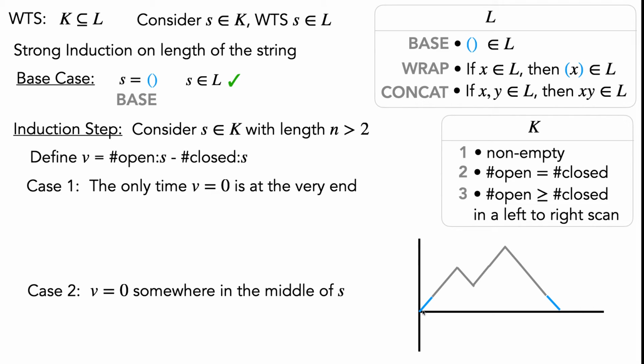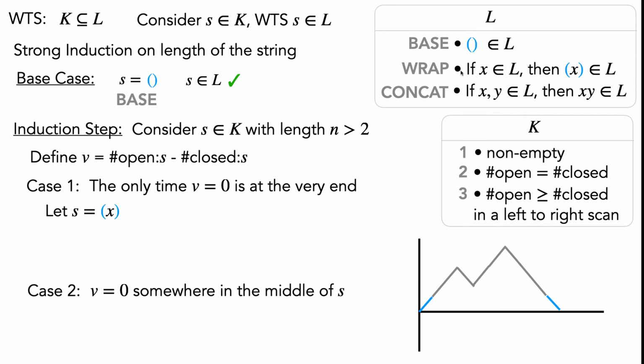We always start off at 0, and then the only other time V hits 0 again is at the very end of the string. Visually, you can see what this means, because we always start off with an open paren and end with a closed paren, and then we've just got some kind of mountain range string in the middle. So in other words, S is equal to open paren x closed paren. At this point, you might be tempted to pattern match and say, oh cool, it's the wrap rule. But we don't know that yet.